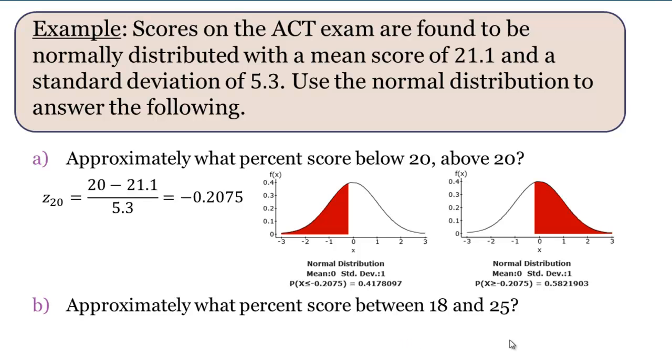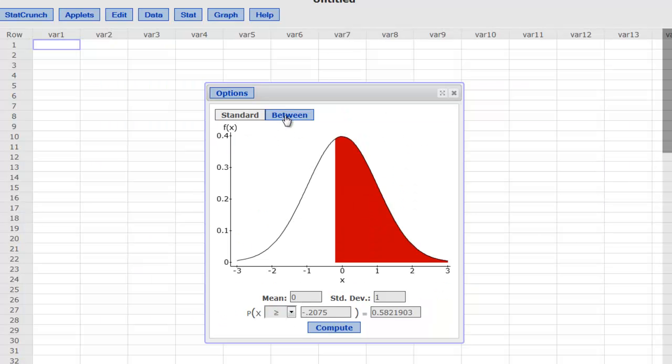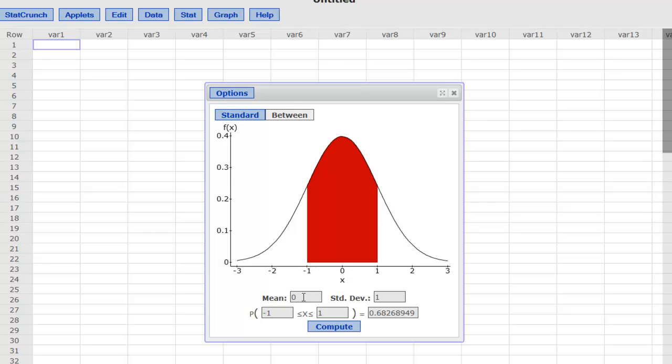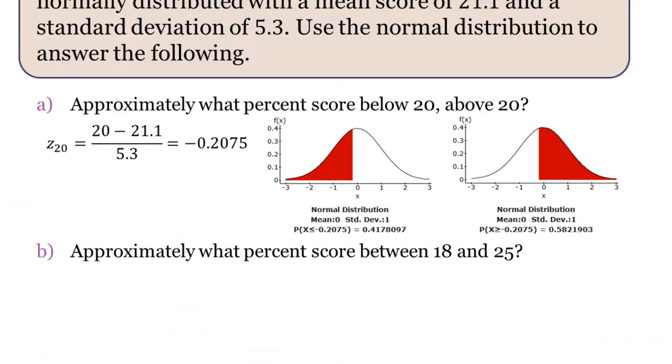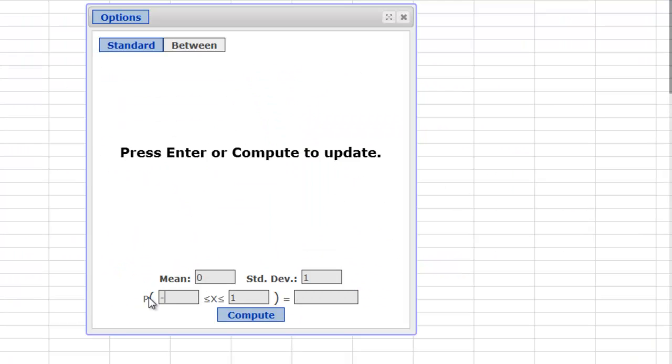Now, what about between? Well, StatCrunch also does between for us, and we don't have to think very hard about that. So if I want between, well, I can go into StatCrunch. Again, I would use 0 and 1. And I need to know what were my z-scores for those two marks. Well, my z-scores for 18 and 25 were negative 0.5849 and 0.7358.